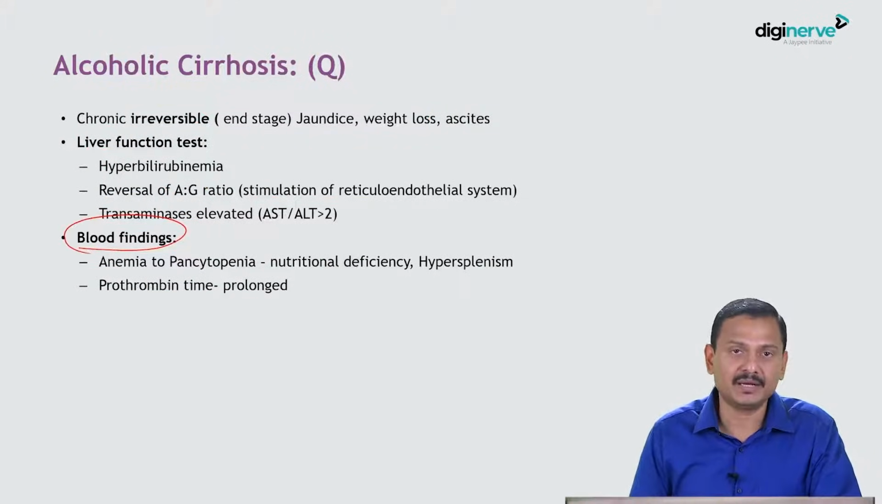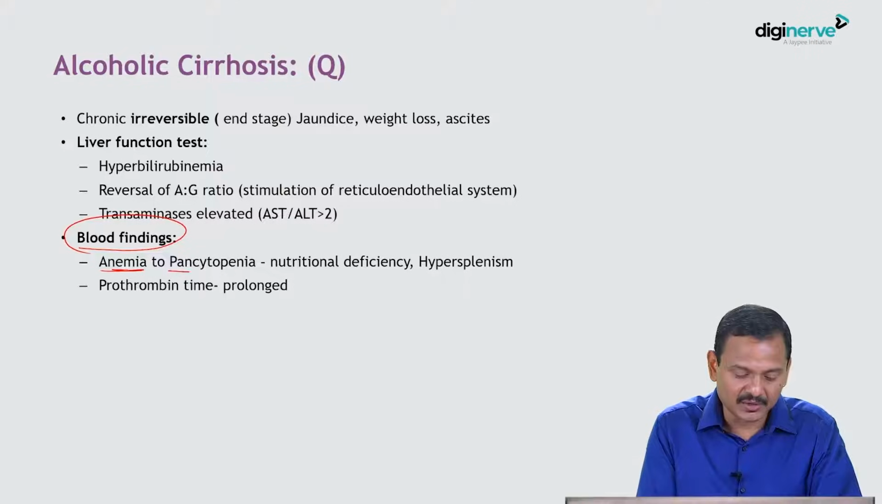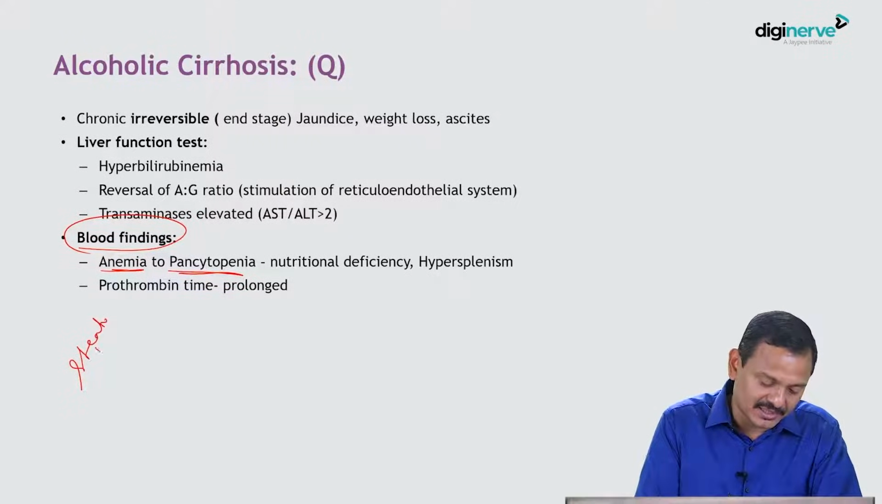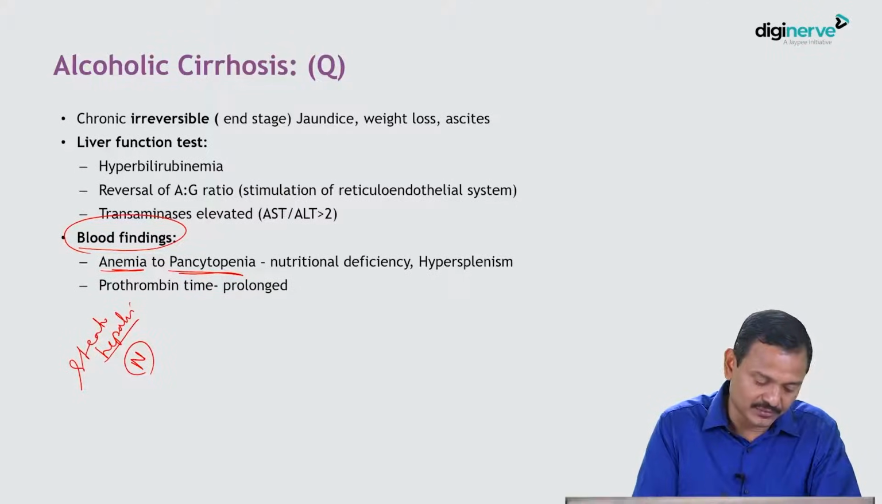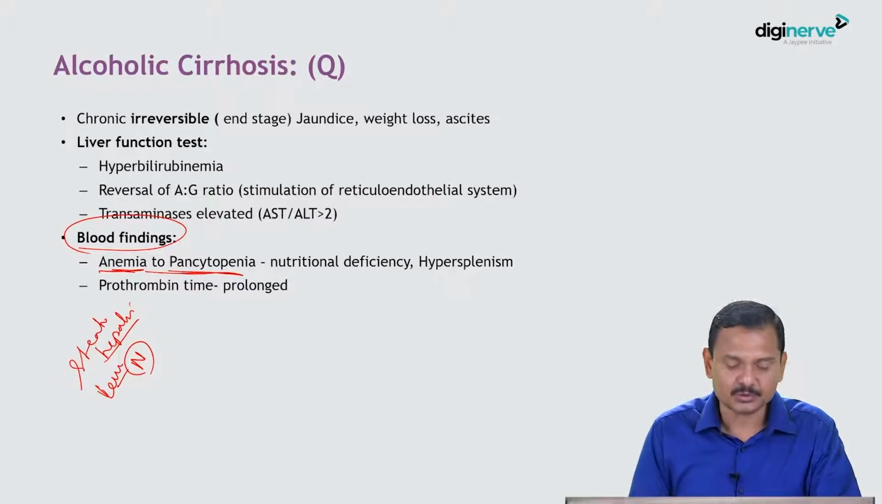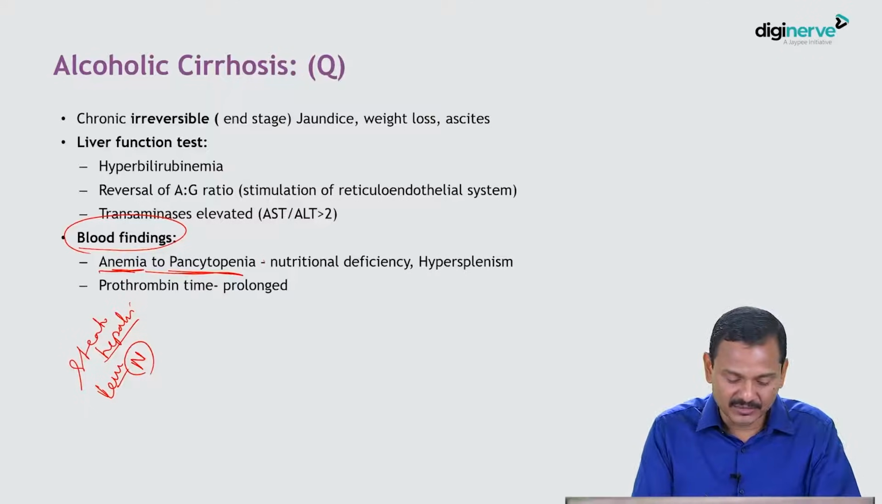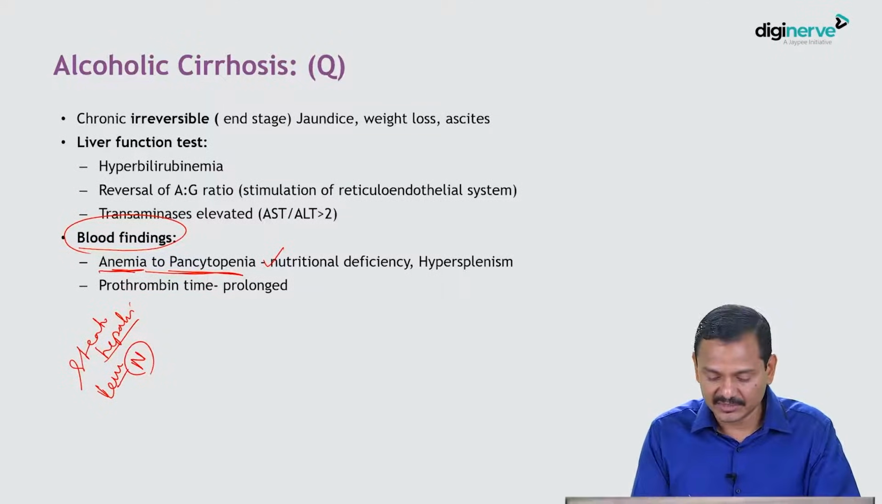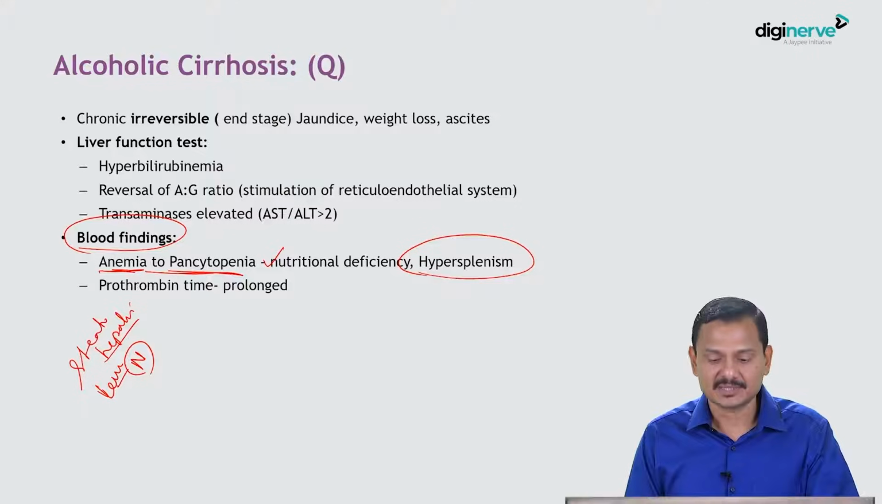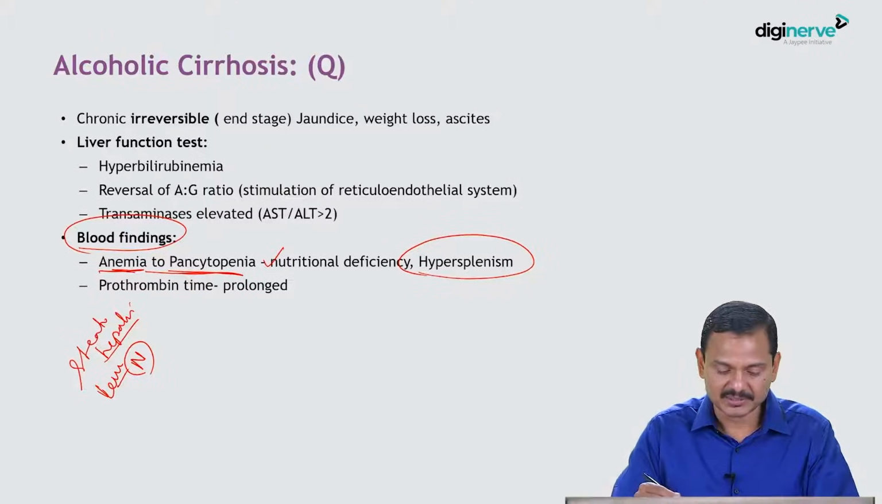When we look at the blood findings, there will be anemia or pancytopenia. In steatohepatitis it was neutrophilic leukocytosis, but here there is anemia to pancytopenia, and that could be because of many causes, and one of them is nutrition. The other important thing is hypersplenism.